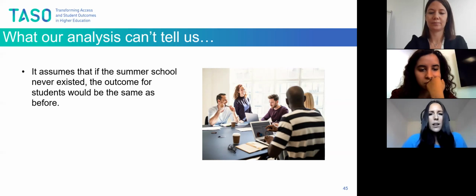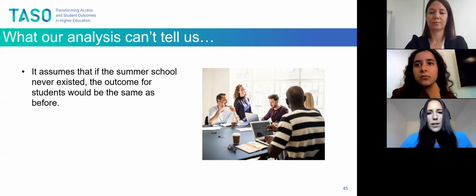As Zara alluded to earlier, what this analysis is assuming is that if the summer school didn't exist, the outcome for students would be exactly the same. In other words, their attitudes to university would remain exactly the same. But of course, we don't know if that's the case, because we can't control external factors. So we don't know if the summer school is the reason why attitudes to university might become more positive.